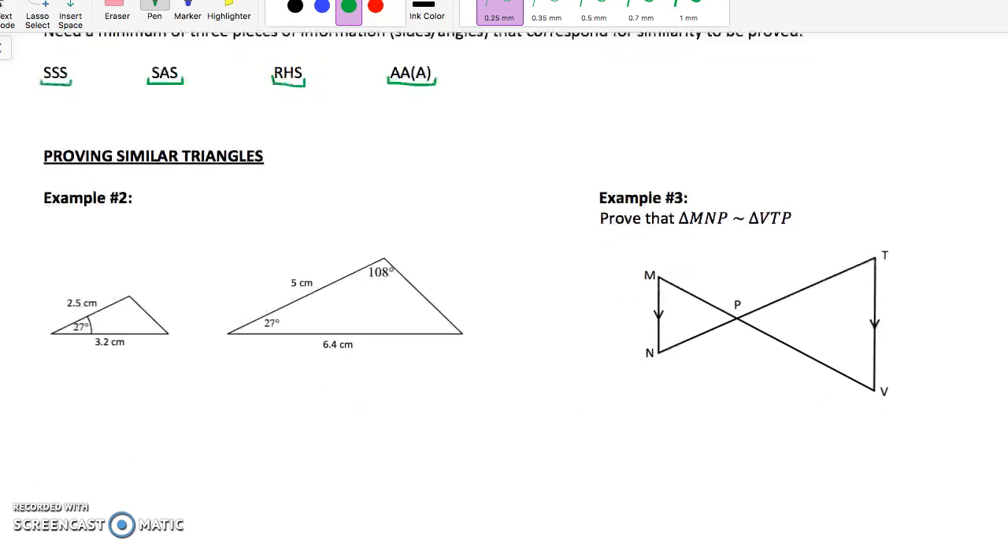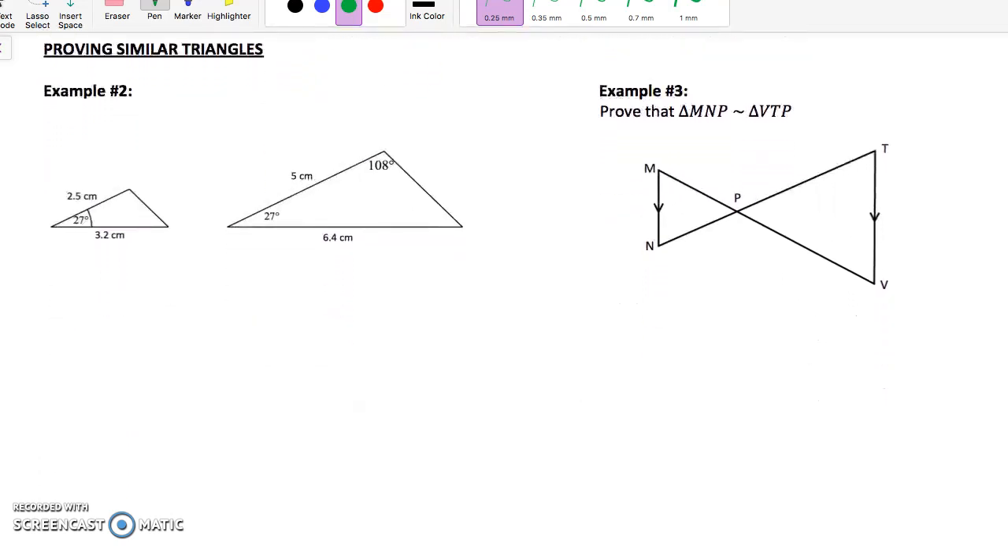So let's have a look and see if we can prove some similar triangles. In our example 2, we've got 2 triangles. The 2 tend to look fairly similar. Straight away I can see that we've got an angle of 27 and an angle of 27. So if they correspond, their angles are equal. And then I've got some sides that seem to link together. I've got this side here that I'm thinking may link to this one. And then I've got a side of 2.5 that I'm thinking is going to link to 5. It looks like it's 2 times, so it's been enlarged by a scale factor of 2.